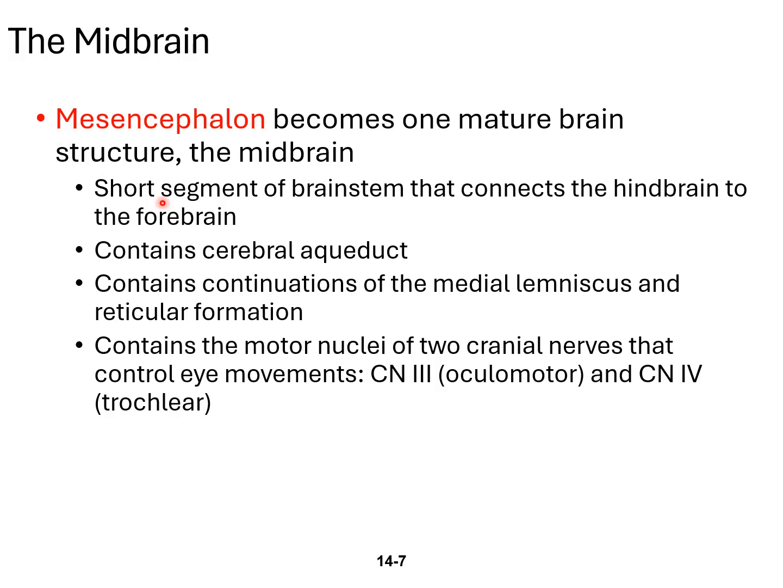So this is a very short segment. It connects the hindbrain to the forebrain. At the back end of it is a cerebral aqueduct. It's going to contain continuations of the lateral lemniscus and the reticular formation. I'll show you what they are, but for now, don't memorize the terms. They're just tracks on how to get from point A to point B. And they're going to have the motor nuclei of 2 cranial nerves for eye movement, oculomotor and trochlear. We look at those when we look at the eye. So right now, you don't care about those cranial nerves.